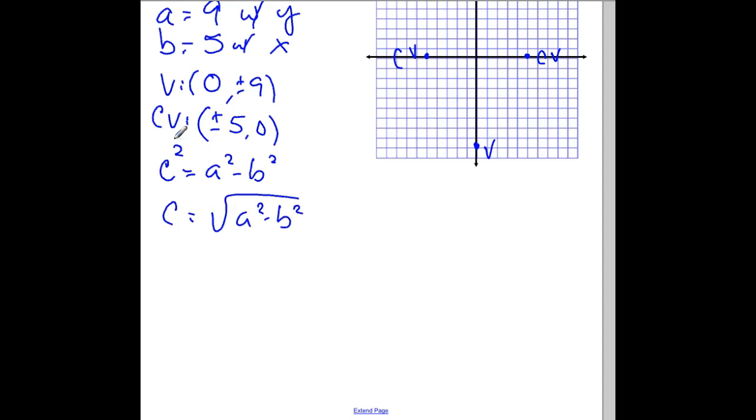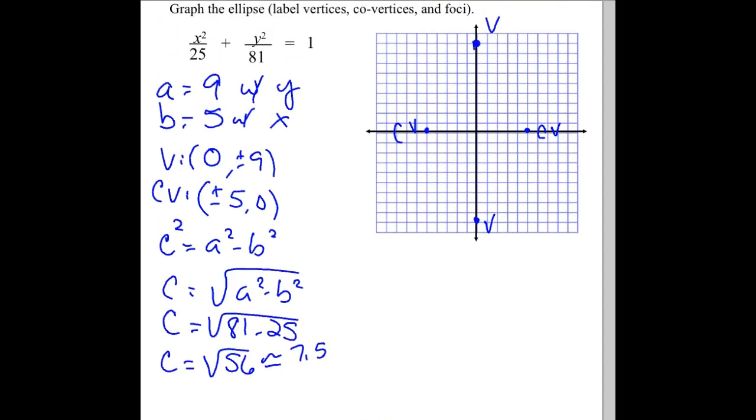Yes? So for our example, we said A squared was 81 and B squared was 25. So what's 81 minus 25? Okay, so we have the square root of 56. Okay, what is the square root of 56? Okay, around 7.5. So on our graph, we'd have a focus about there.